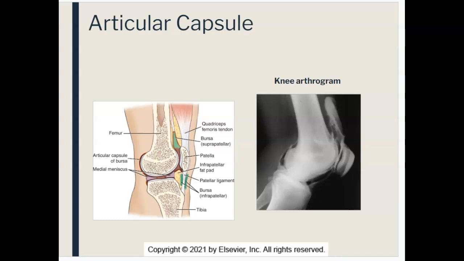Again, this is another picture that I don't really need you to memorize too much. This is really just showing you what the articular capsule of the knee looks like. On the right hand side, you might see these at your clinical site. This is a knee arthrogram, so it's just showing you the contrast inside the patient's articular capsule of the knee.